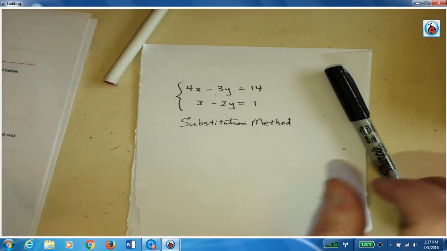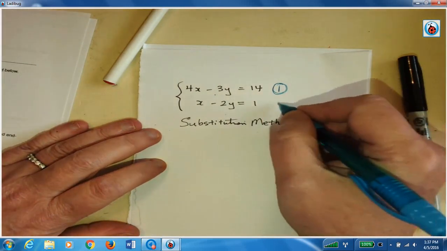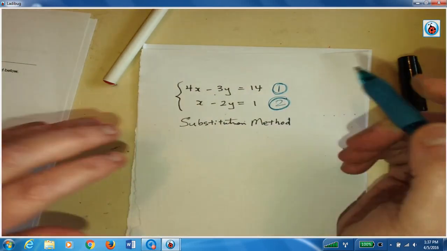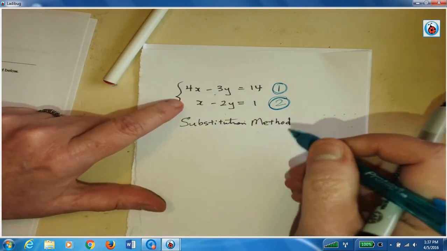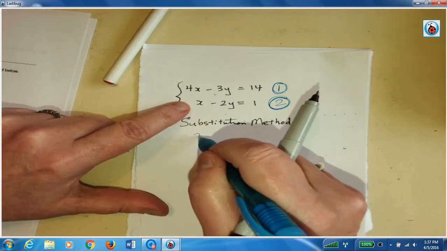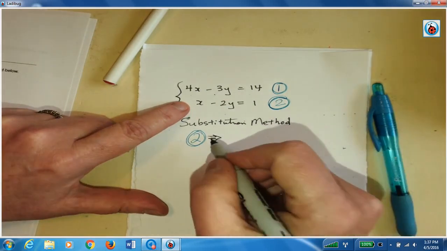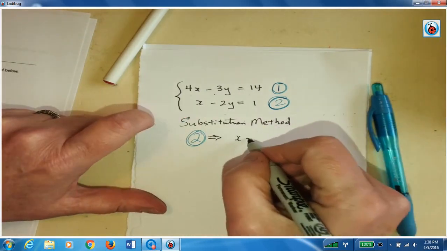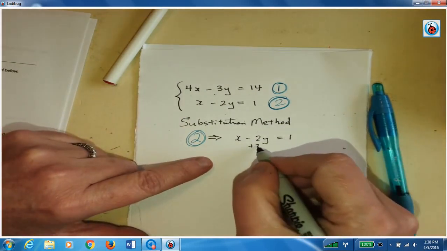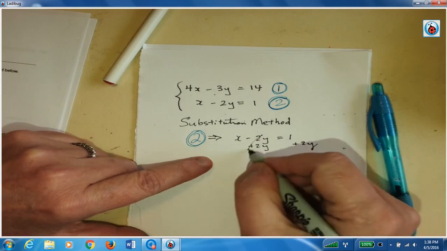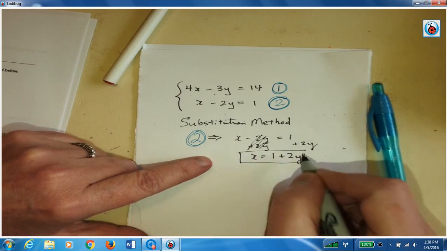So what I'm going to do is number these equations. I'm going to call this equation 1, and I'm going to call this equation 2. Out of these equations, the second equation is going to be the easiest one to get a letter by itself. So I'm going to rewrite equation 2 the way it was. Let's add 2y to both sides. So these cancel, and I have this. So now I have an expression for x.